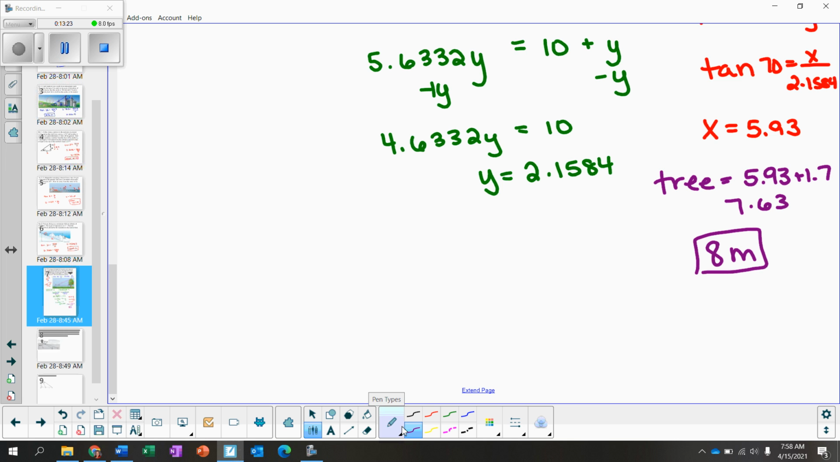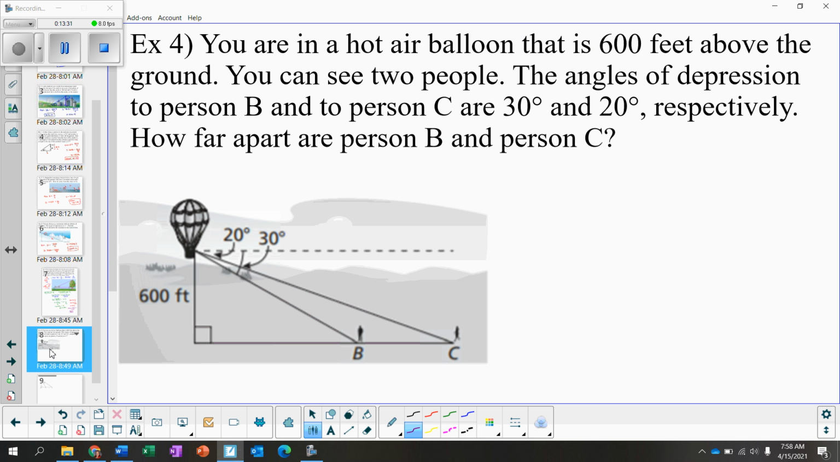Right, a lot of steps to that one, very easy to get lost within it, but if you stay organized, it should be a little bit better. Let's try another one together. Similar, but a little easier, actually.